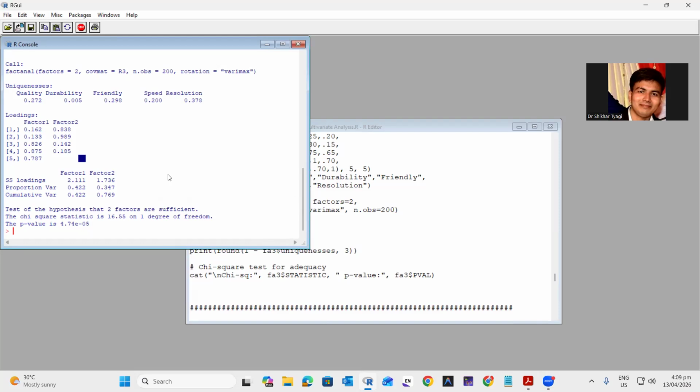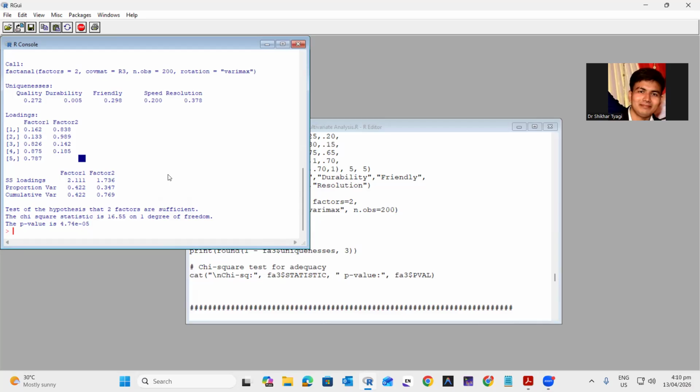How are we going to interpret it? A small uniqueness means that the variable is well explained by the factors. Durability has the value 0.005, so almost all of its variance is explained by the two factors. Resolution is 0.378, the maximum among all, which means that about 37.8% is unexplained by the factor model.